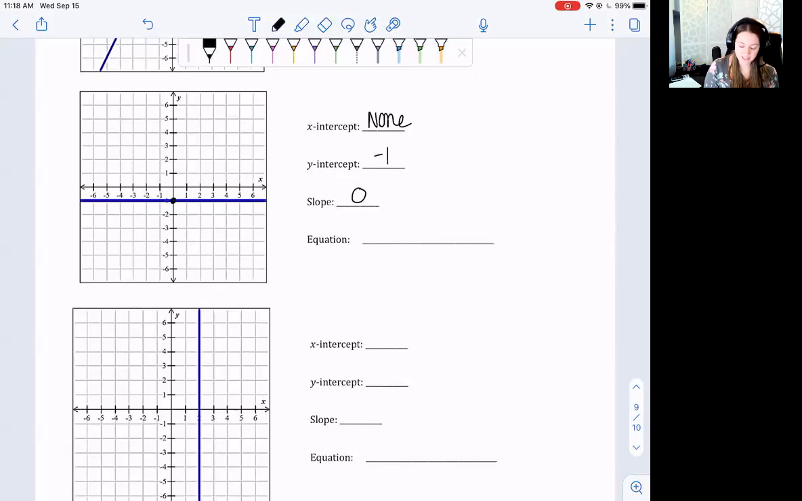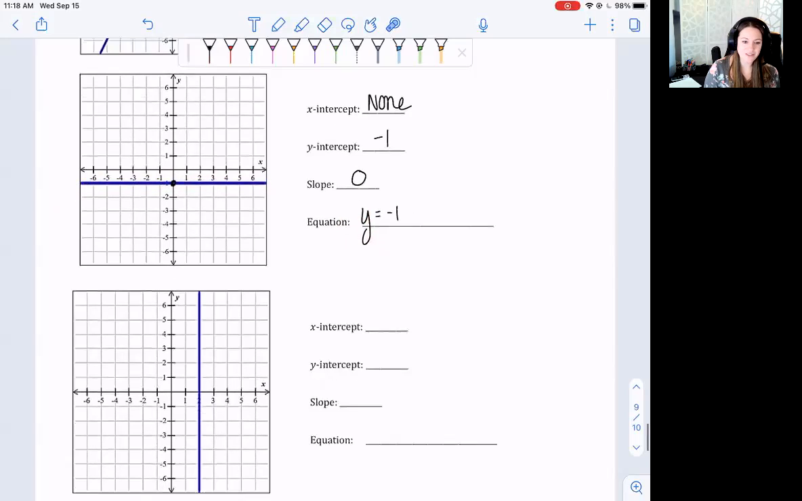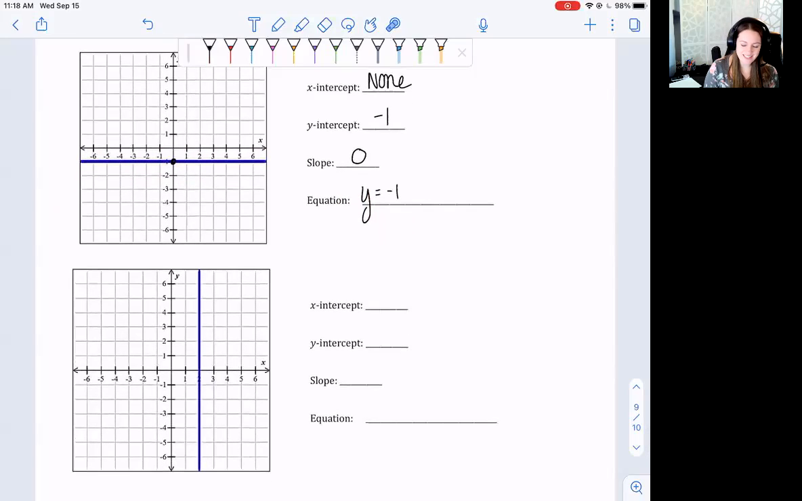And then what's the equation of this line? What do we think the equation of this line should be? Yep, y equals -1. Because remember, horizontal lines, y is like an upside down h, and then y equals whatever number it's on. So it's on -1, so y equals -1. Excellent work.